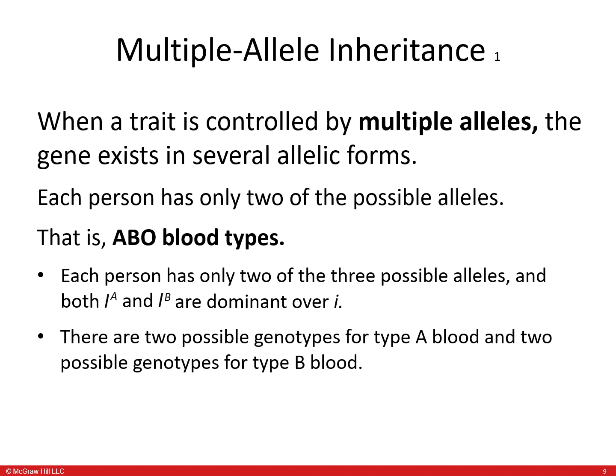When a trait is controlled by multiple alleles, the gene exists in several allelic forms. Each person only has two of the possible alleles. For example, in blood type A, B, or O, each person has only two of the three possible alleles. Both blood type A and blood type B are dominant over blood type O. There are two possible genotypes for type A blood and two possible genotypes for type B blood.